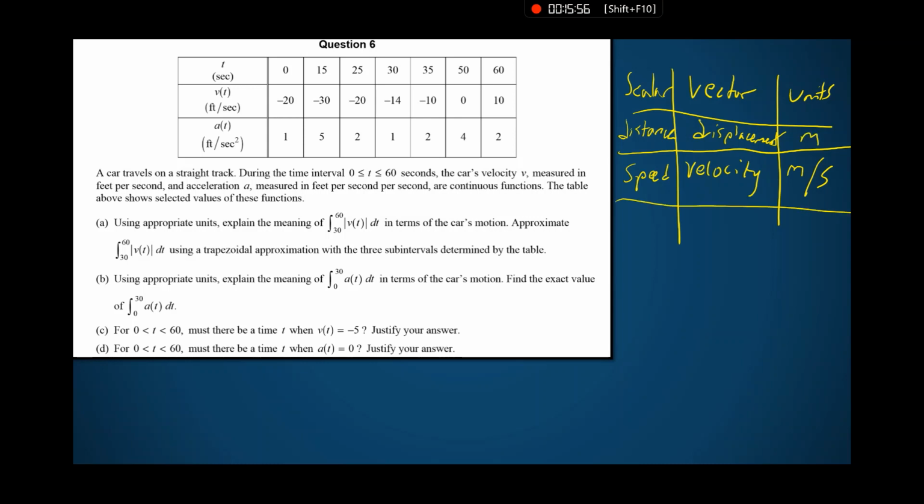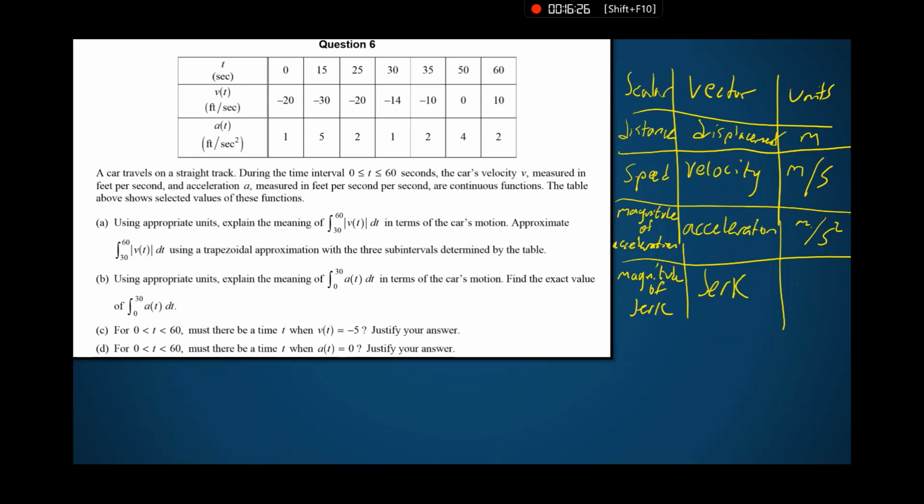If I derive velocity, I get acceleration, measured in meters per second squared. We don't have a word in English for the scalar of acceleration, so we just call it the magnitude of acceleration. And if I derive that one more time, I'd get jerk, and the magnitude of the jerk, which is meters per second cubed.